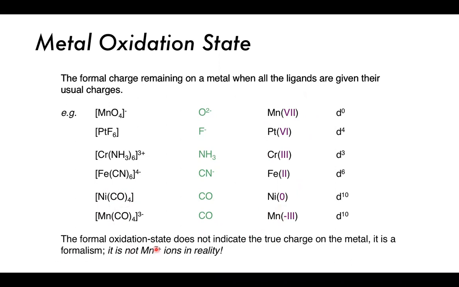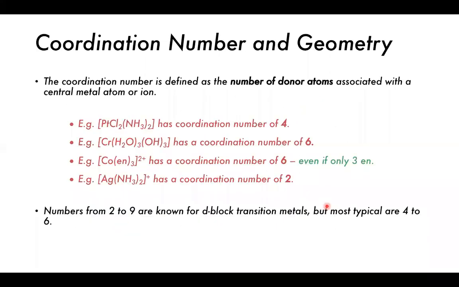But the formal oxidation state does not indicate the true charge on the metal. It's just a formalism. So it's not really a manganese 7+ ion here. Not really. It's just a formalism for us to account for the electrons, I suppose.